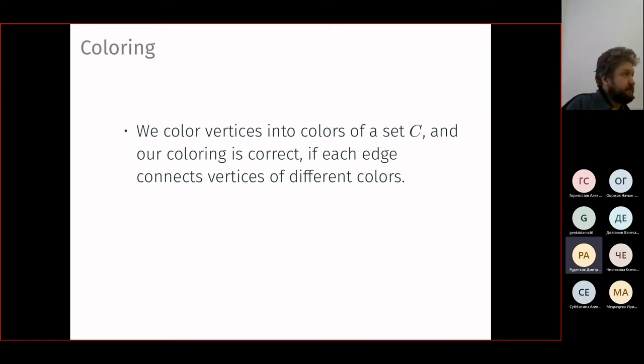So, coloring. What is the coloring problem? We color vertices into colors of a set C. And we say that the coloring is correct if each edge connects vertices of different colors. There are old problems of coloring maps in colors. So you have a geographical map, you want to color it, and you do not want to have bordering areas having the same color, because then you cannot distinguish them. Therefore, the correctness condition is that adjacent vertices should have different colors.